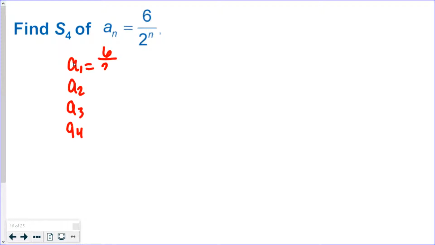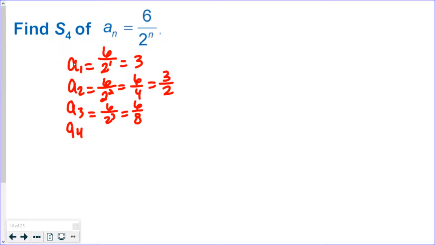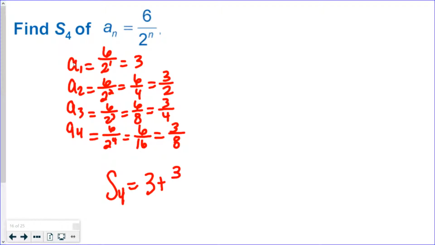So this would be 6 over 2, which is 3. 6 over 2 squared, 6 over 4, which is 3 halves. 6 over 2 cubed, 6 over 8. Let's see, that would be 3 fourths. And then 6 over 2 to the 4th, 6 over 16, which is 3 eighths. So the fourth partial sum is going to be 3 plus 3 halves plus 3 fourths plus 3 eighths.